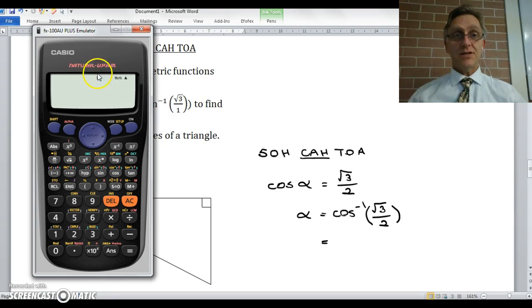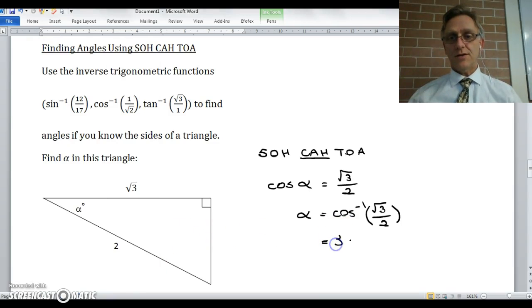You make sure it's set to degrees, not radians. You should see a little D there. And you push shift cos, which gives you inverse cos. You see the little minus 1. And then it's going to be square root of 3, root 3 on 2. Close the brackets, push equals, and it gives you 30 degrees.